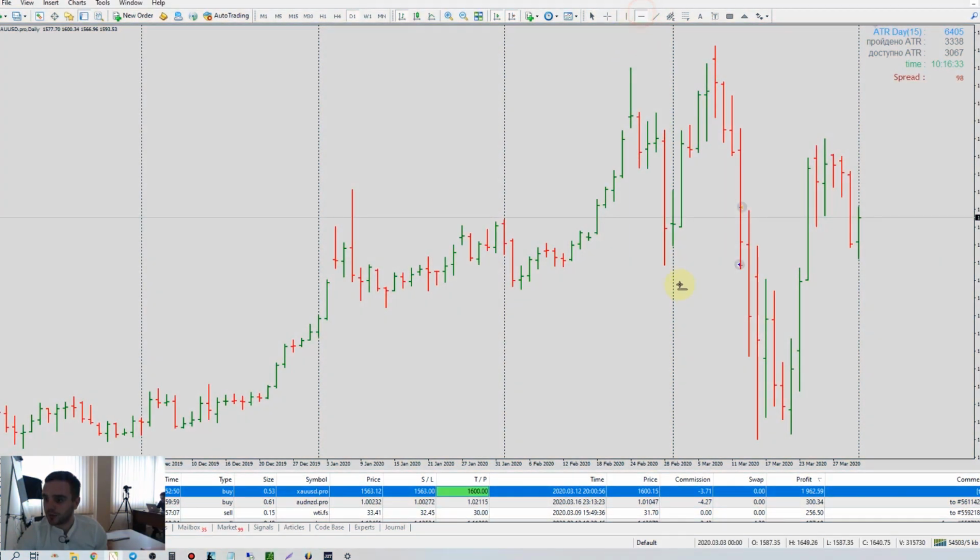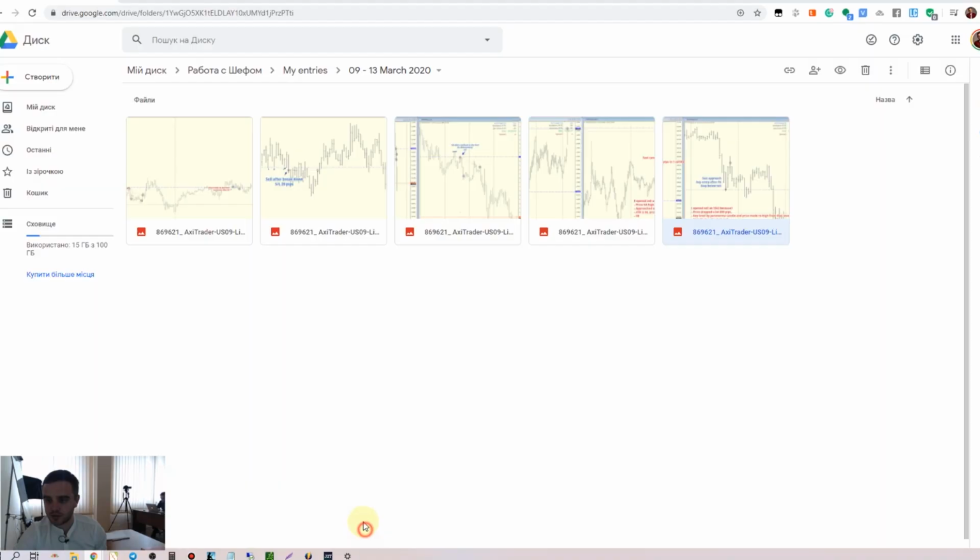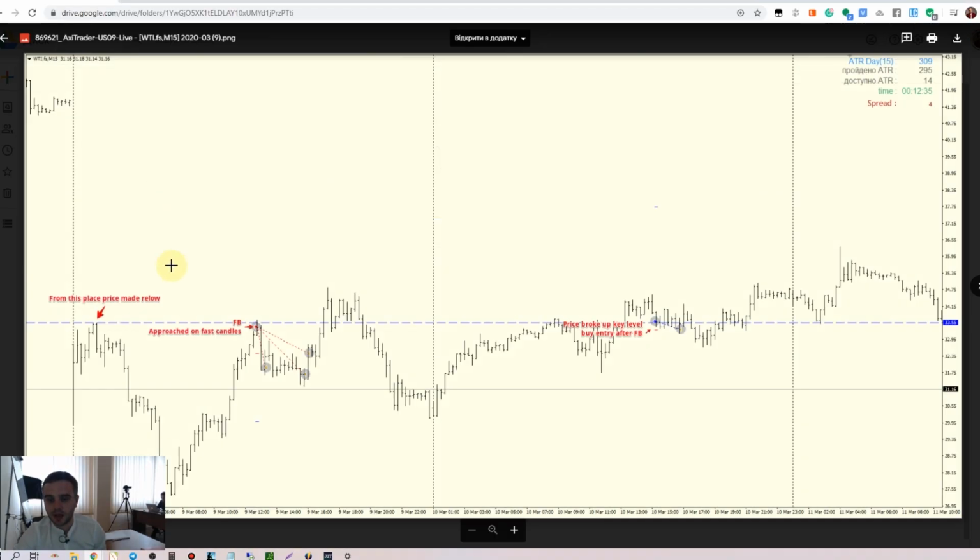Like I mentioned before, what we use in this strategy: first we use key levels. Maybe it will be better to use this one. Take a look here. We use key levels from which price made something important, like from this place price dropped down 600 pips, and price came back 600 pips per day. And take a look, at this false breakout I opened a sell entry.